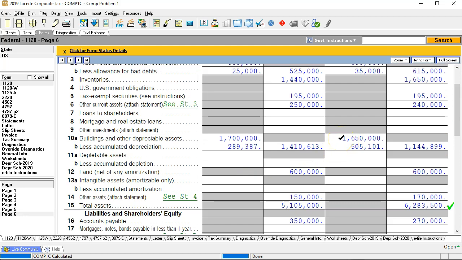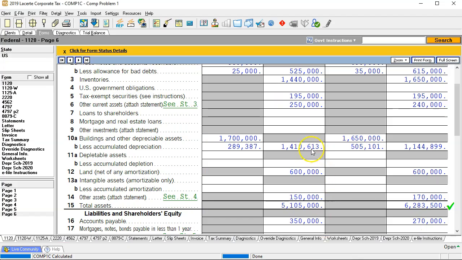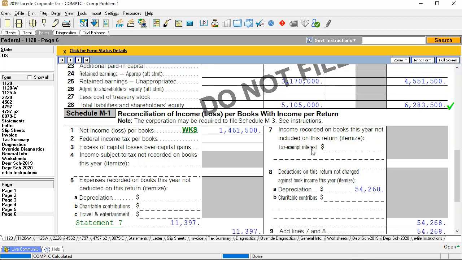Now, remember, these are on a book basis, the 1650. So this is the 1650 and the 505101. Those are on a book basis because the Schedule L is basically on a book basis, and the difference, the change between the book and the tax, is the M1 adjustment down here.